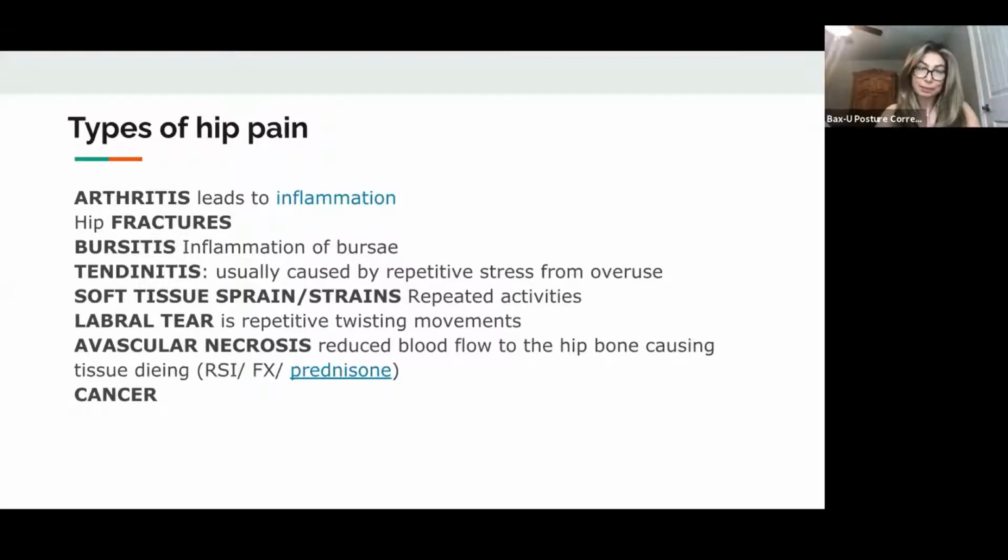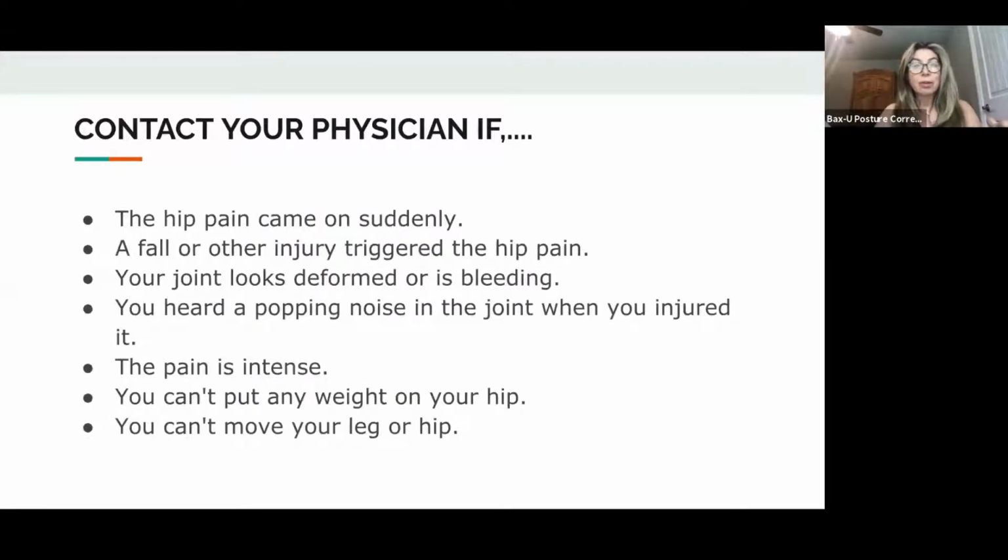which is much easier prevented. Now, the issues with your hip where you need to urgently contact your physician are: if your hip pain came up all of a sudden, out of nowhere, or if you had a fall or an injury that triggered your hip pain, so an x-ray is essential. If your joint looks deformed or it's bleeding, so you see a little necrosis or little black and blue underneath your skin. If you hear a sudden popping noise followed by immobility or you can't move, that's another factor.